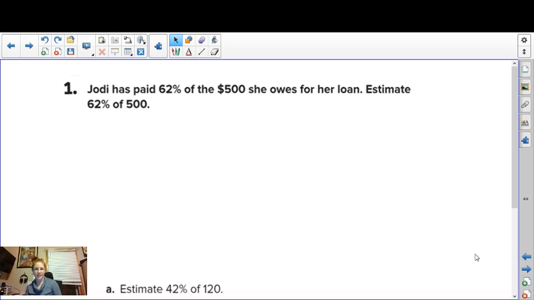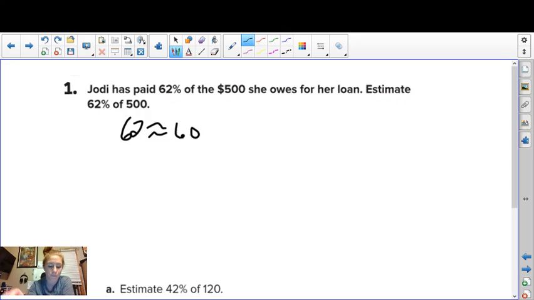All right, first example. Jody paid 62% of the $500 she owes for her loan. Estimate what 62% of 500 is. Okay, so handy dandy writing pencil. 62 is about 60. I know that 60% is 60 over 100 because I have 60% out of the total 100, which can reduce down to 6 over 10, which can reduce even farther to 3 over 5.